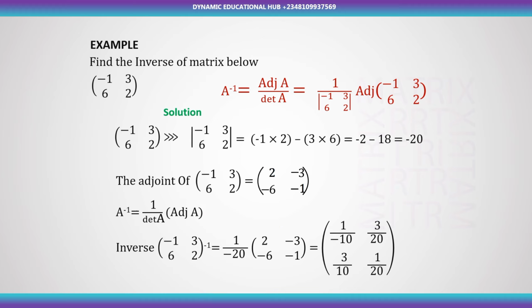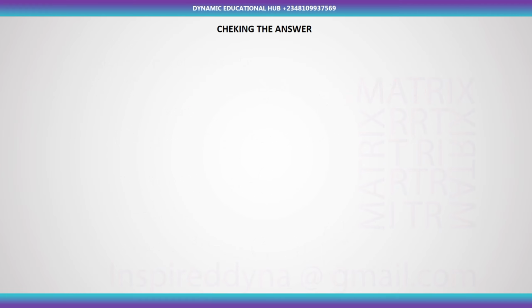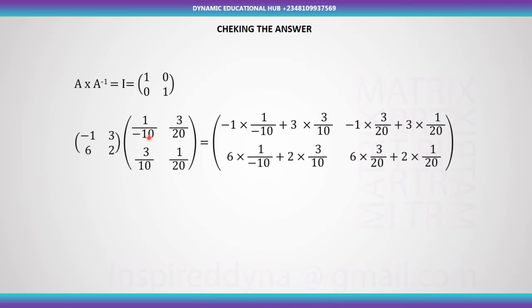So that is what I've done. Let's see if the answer is actually correct. Don't forget, when you multiply a matrix by its inverse, you are going to get a unit matrix. So since we are dealing with 2 by 2, if you multiply that matrix by its inverse, you are going to get this unit matrix that is 2 by 2. So when we multiply these two together, we must get a unit matrix of order 2 by 2.